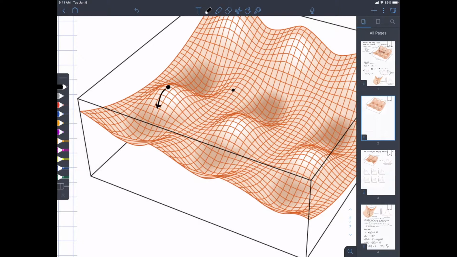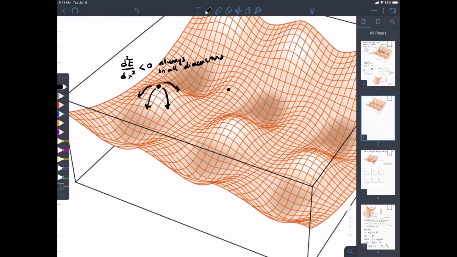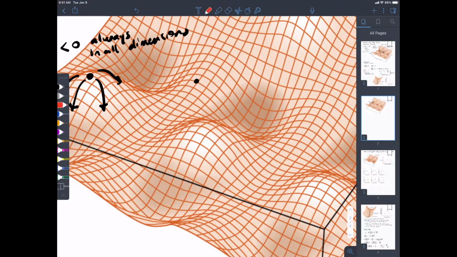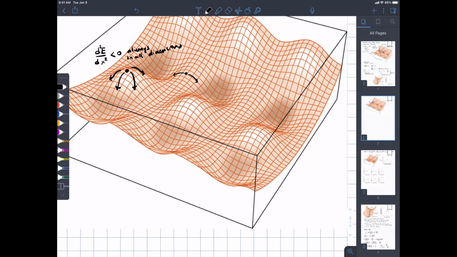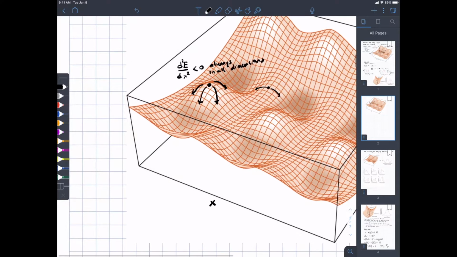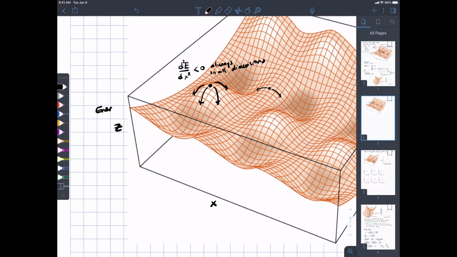Notice that at the peak, we go down in all possible directions. So at the peak, the second derivative with respect to whatever our reaction coordinate is less than zero always, in all dimensions. But look at the saddle point. If I go in this direction or that direction along, say, and just for the sake of our argument here call this X, this Y, and this Z. And this will be energy.